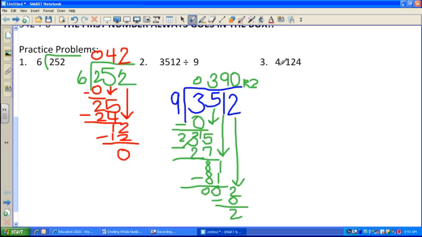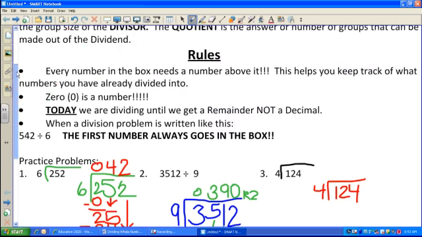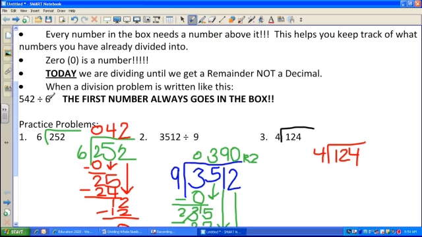And this last problem, if I look at it, I'm missing my box, so I will add that in. Put that right there. So it should look like 124 divided by 4. So if we divide into that right now, our third problem, I'll rewrite it over here. 124 into group sizes of 4. So, following the rules, every number in the box needs a number above it. I have 3 numbers in the box, and they're being broken into group sizes of 4.